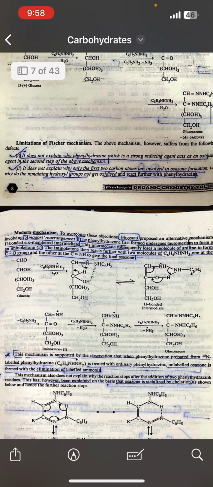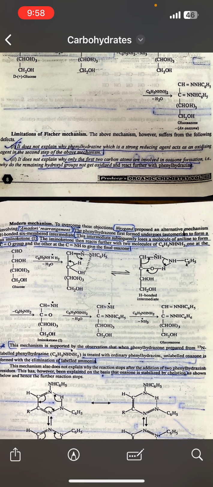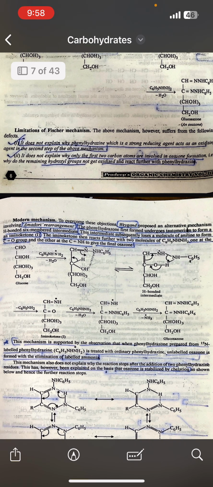Now see the modern mechanism. To overcome these objections, Weygand proposed an alternative mechanism involving the Amadori rearrangement. The phenylhydrazone thus formed undergoes tautomerism to form a hydrogen-bonded six-membered intermediate. This intermediate subsequently loses a molecule of aniline to form an aminoketone, and the aminoketone then reacts with two molecules of phenylhydrazine, one at the carbonyl group and the other at the C=NH group, to give the final osazone.